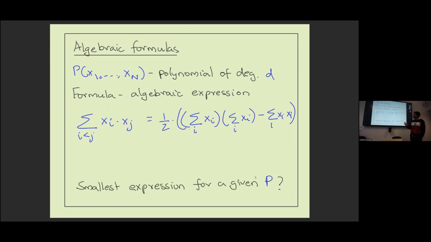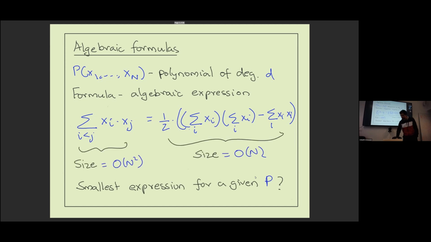And the question we want to ask is, what's the smallest expression for a given polynomial? For instance, the expression on the left has size quadratic in n, because I sum over all pairs of terms. Whereas the expression on the right is of linear size, because I sum n variables, that's linear size. I take two of these expressions and multiply them together, that's just linear. And then I subtract off the squares, that's a linear number of squares. So it's linear size.